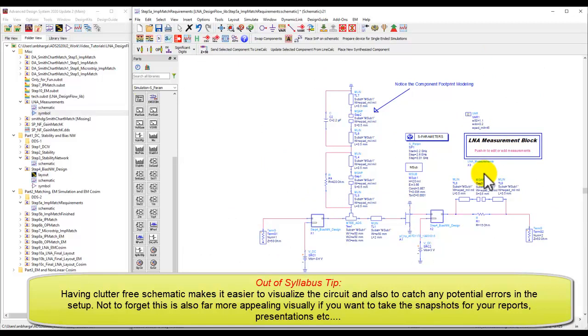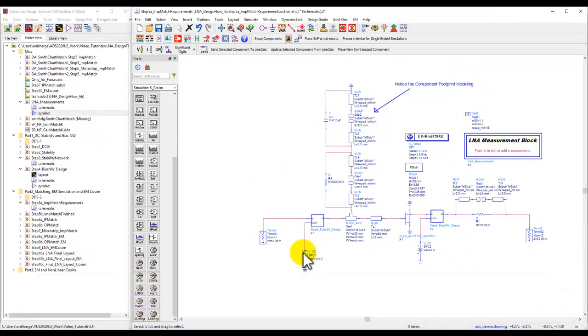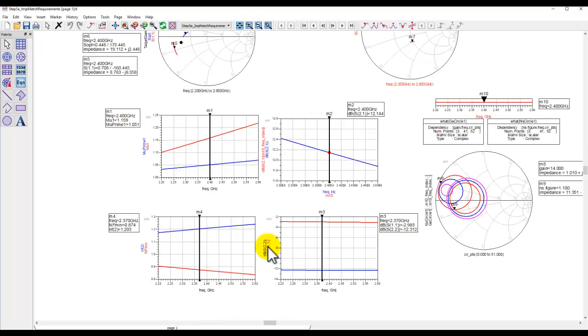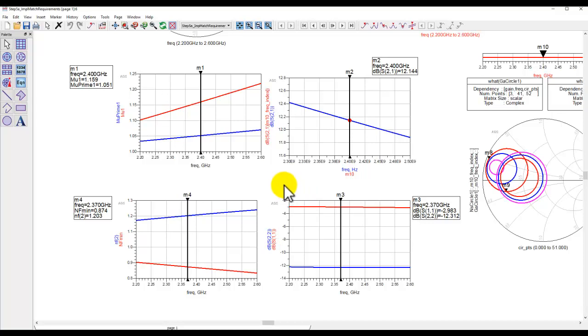So this is again often a very useful trick to clean up the schematic and make it more readable for yourself. Now let's go ahead and perform simulation. I already have this data display page set up, and initially when you look at it, you might get overwhelmed. No need to. Let's go section by section.